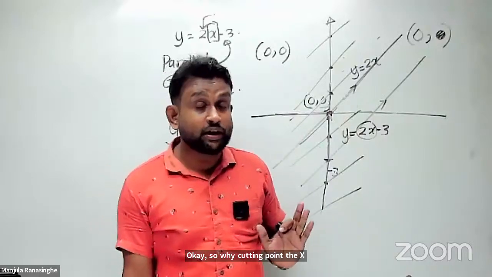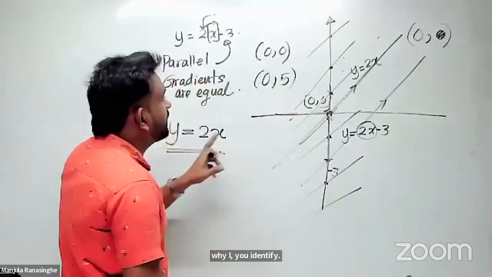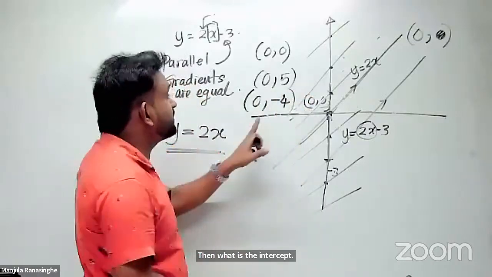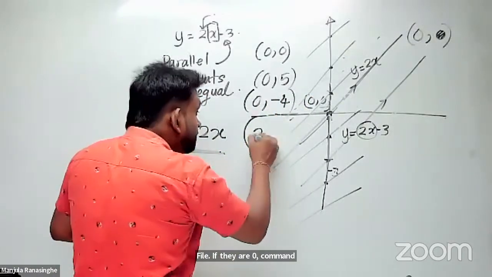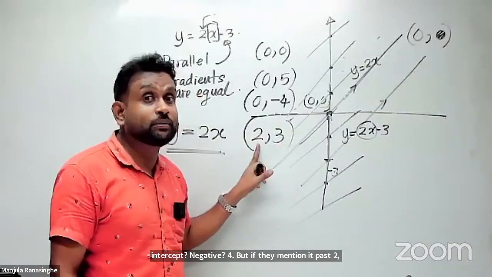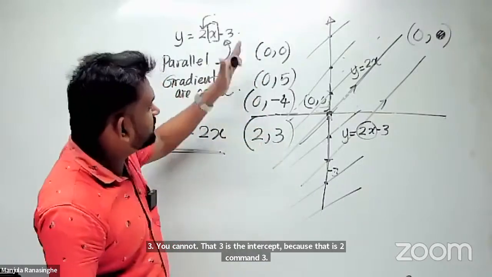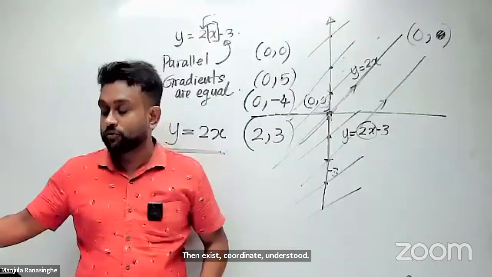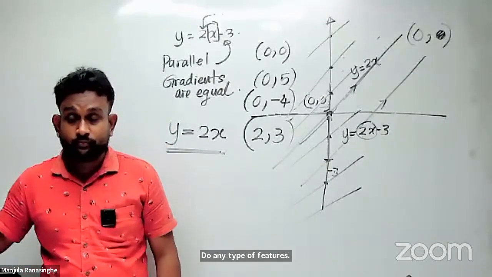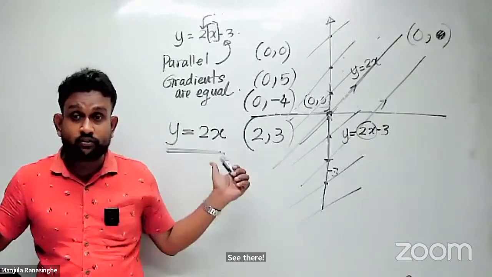That's how you identify it. If they say the line passes through (0, 5), what is the intercept? 5. If it is (0, -4), what is the intercept? Negative 4. But if they mention it passes through (2, 3), you cannot say 3 is the intercept, because in (2, 3) the x coordinate is 2. Understood? Understand this concept so you can do any type of question. Right, now we move to question number 20. See there, I will share the screen with you. So the answer is 2x.